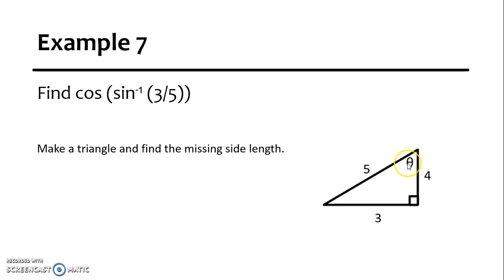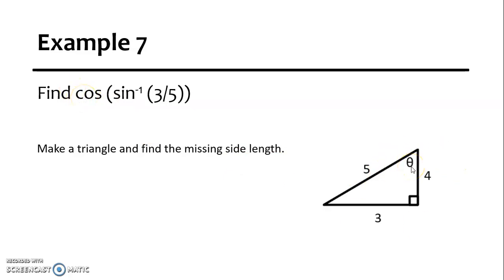So in my triangle, I put theta at this top angle. And remember, sine is opposite over hypotenuse. So my opposite side was here and my hypotenuse side was there. Now I recognized this as a Pythagorean triple. It's a 3, 4, 5 triangle. If you didn't recognize it, you could use the Pythagorean theorem. 5 squared equals 3 squared plus x squared, and then just solve for x. So x is 4.